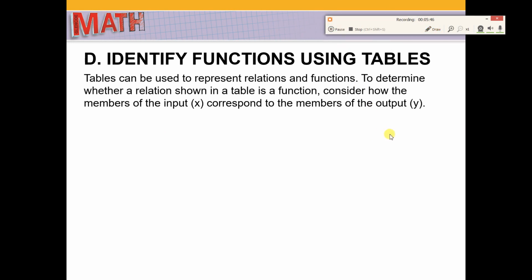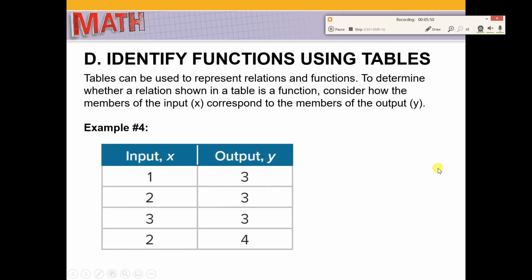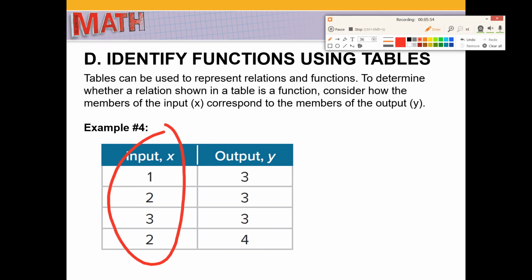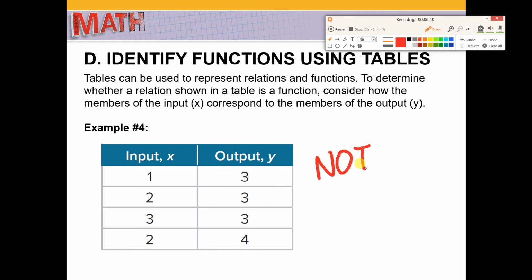And for our last and final example, we have this table. These are your x values, 1, 2, 3, and 2. So we can see that we have 2 written 2 times. This means that this table is not a function.